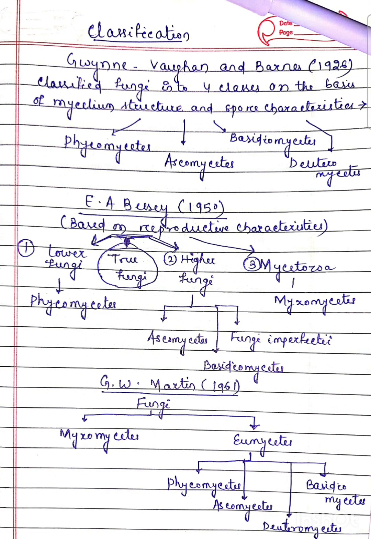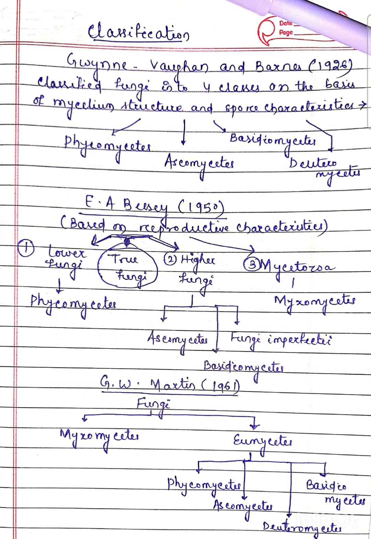Then classification. At first, Guilliermond, Vaughan and Barnes classified fungi into four classes: Phycomycetes, Ascomycetes, Basidiomycetes, Deuteromycetes. Then the classification system by E. A. Bessey in 1950 on the basis of reproductive characteristics. Previously, they classified fungi into four classes according to mycelium structure and spore characteristics. But Bessey classified the whole fungus into three divisions according to their reproductive characteristics. He classified them as lower fungi, higher fungi, and a separate group, Mycetozoa.